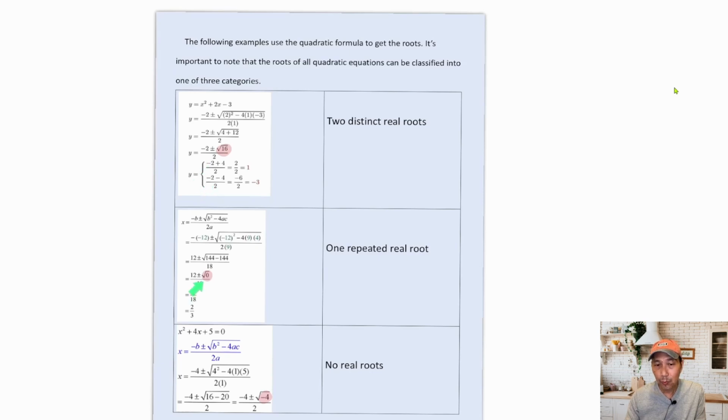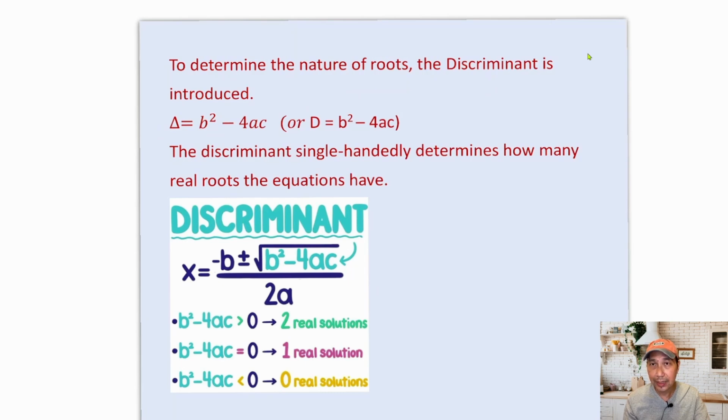Next example, root 0. Then you cannot write 12 plus 0 over 18 or 12 minus 0 over 18, because they are the same. So in this case, you have only one repeated real root. For the last one, because the number inside the square root is negative, in this case, you don't have any roots. So you can see that the sign of the number inside the square root determines the nature of the roots.